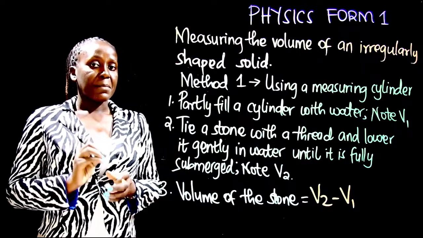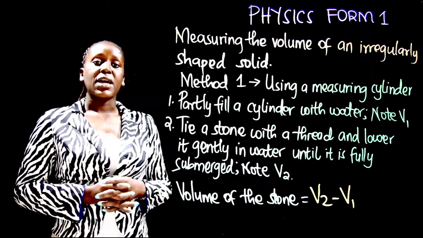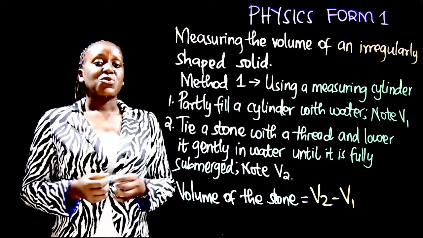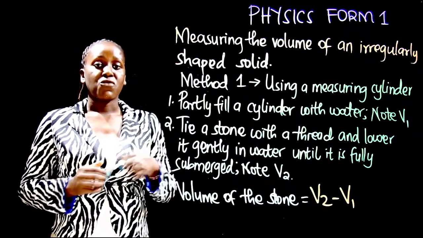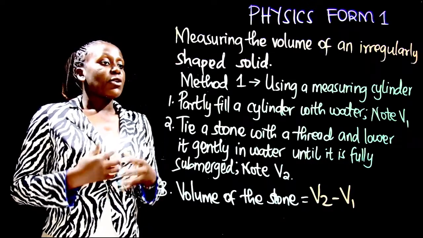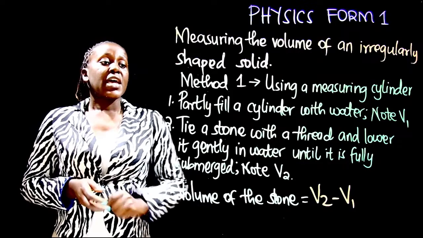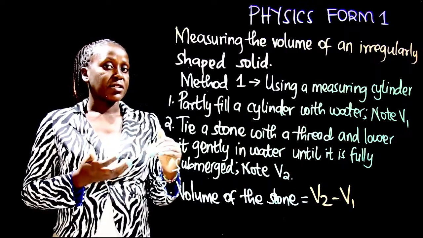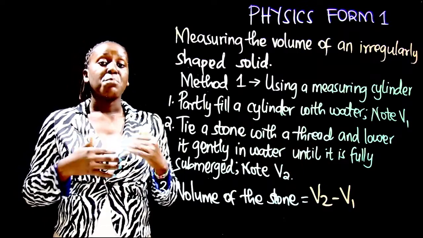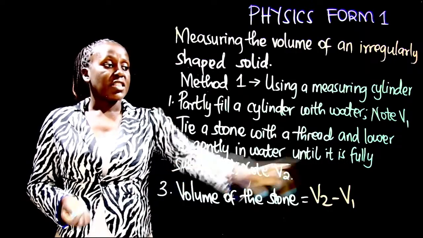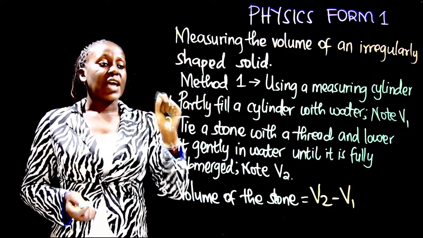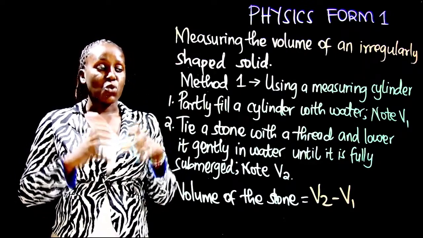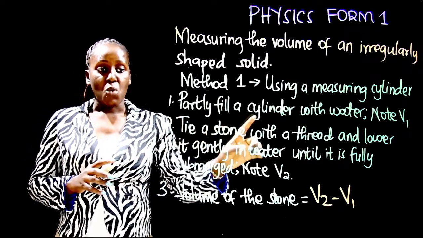I need you to remember that this method is only applicable to solids that sink in water, solids that do not absorb water or dissolve in water. So how do we do it? The first thing you do is to partly fill a measuring cylinder with water. Don't fill it, just get to a certain level, maybe half. Make sure that you record the volume of the water. So number one, partly fill the measuring cylinder with water and note the volume as V1.